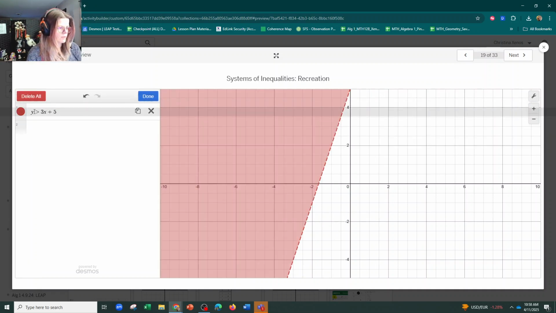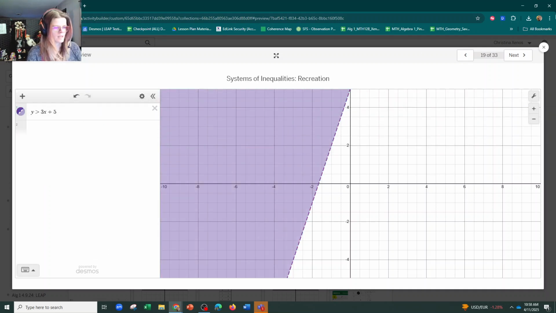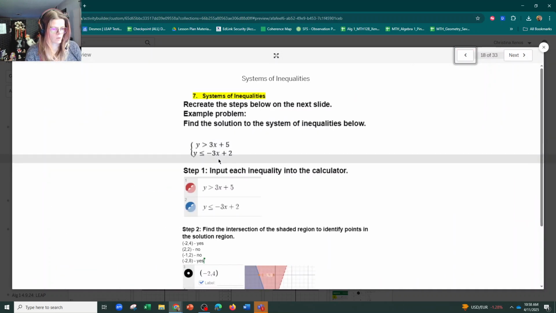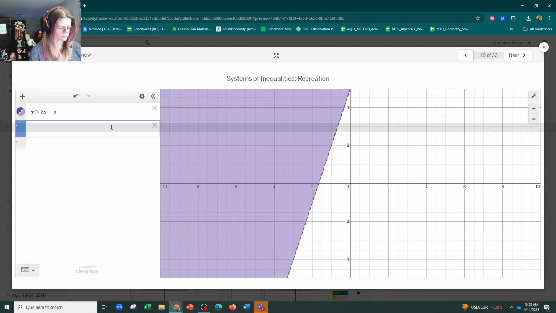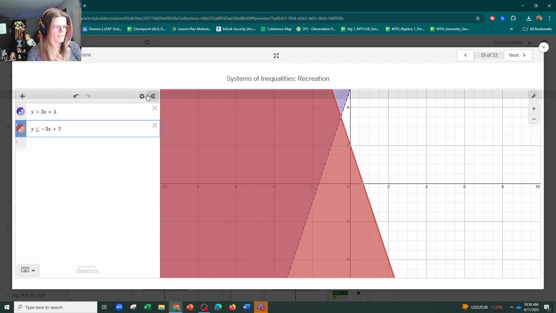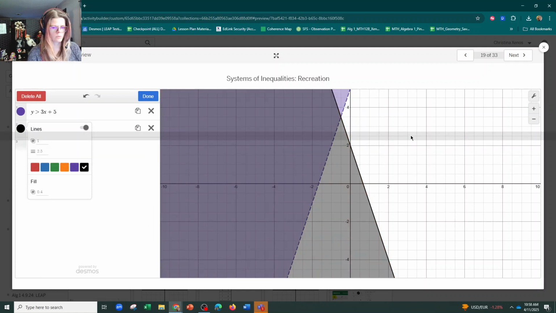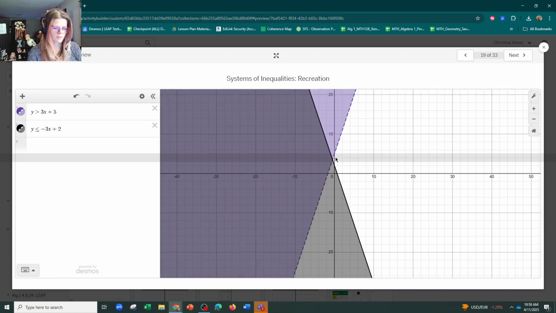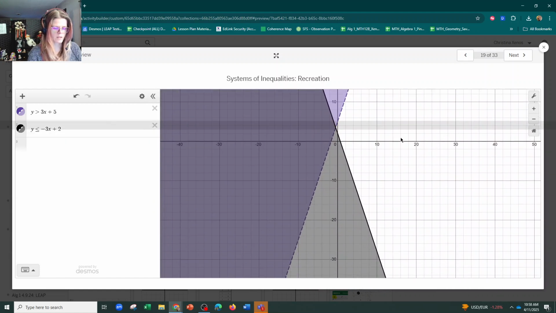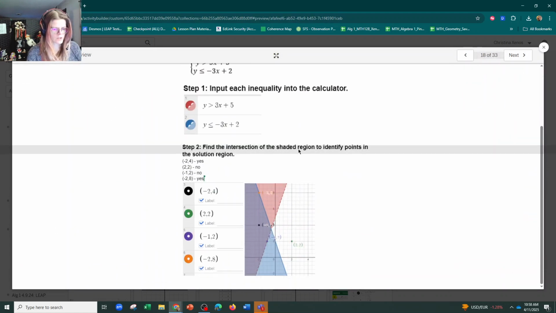I can even get creative with the colors by clicking on the gear, and maybe I want to use purple and not red. And then I'll go back. Second inequality, y is less than or equal to negative 3x plus 2. It's red. I kind of want it to be black. Ooh, black and purple. And you can see this intersecting region over here to the left of both of our inequalities. And then the rest of this is about finding the intersection of the shaded region.